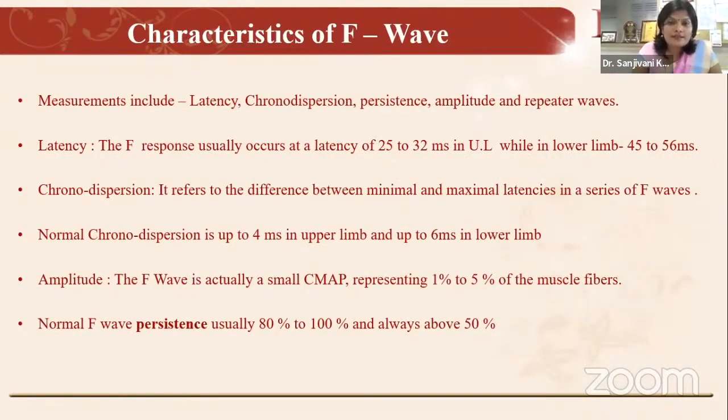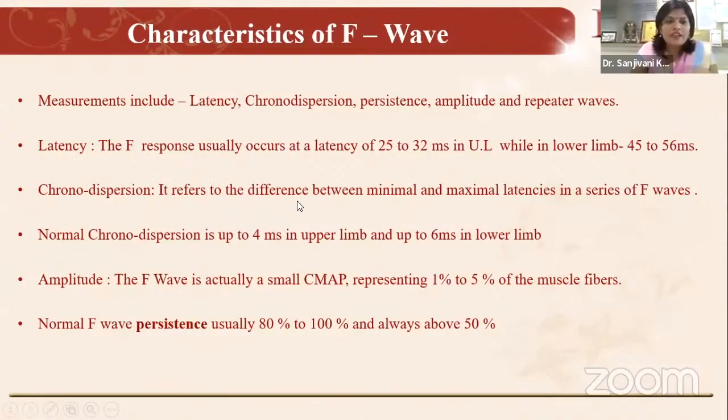Now, how will we assess the F wave? Okay, so these are the parameters on the basis of which we will assess the F wave. Measurements include latency, chronodispersion, persistence, amplitude, and repeater waves. I will explain these one by one. Latency: the F response usually occurs at a latency of 25 to 32 milliseconds in the upper limb, and in the lower limb it is 45 to 56, the baseline. Okay. When we see the software, that time you will come to know.